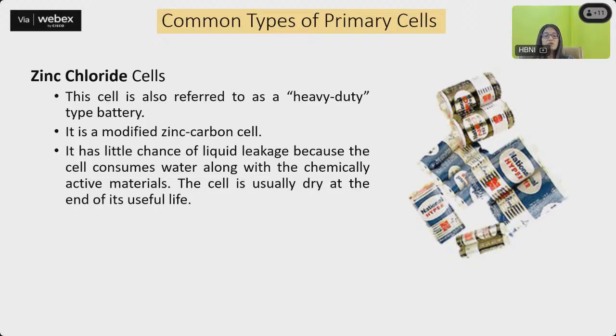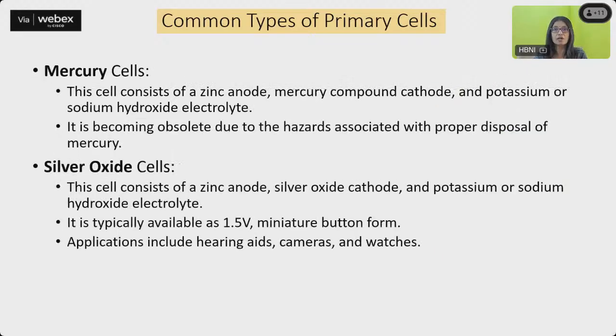And that is the reason why the liquid electrolyte, whatever is there, gradually turns into solid. So by the end of the cell life, this becomes totally dry. So the leakage probability is less with the zinc chloride cells. Okay. Then of course I talked about mercury cells.